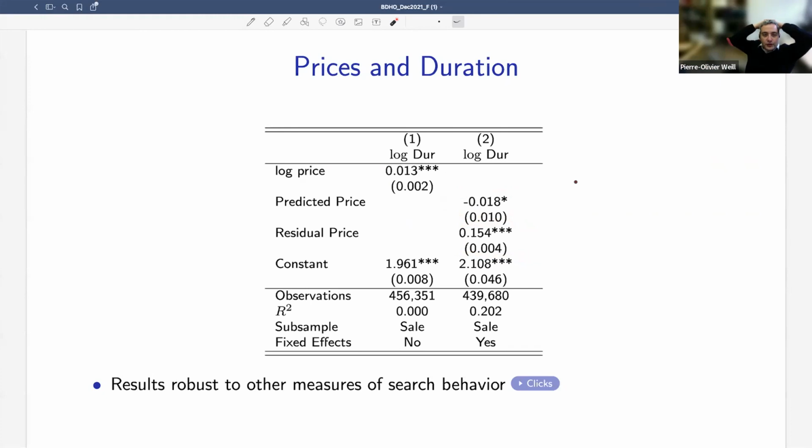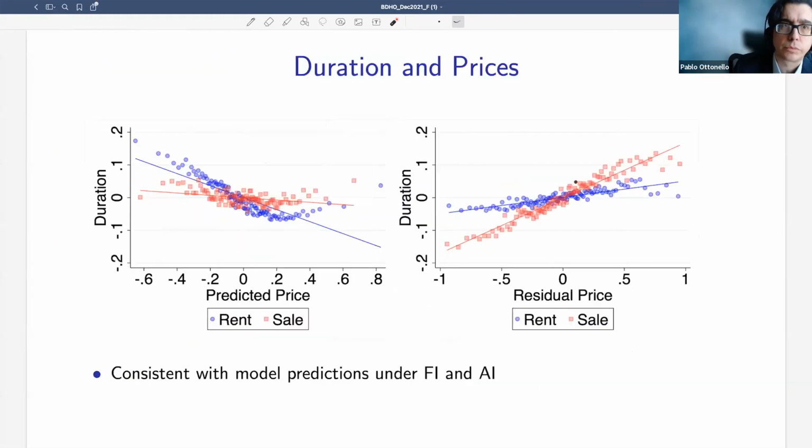So, Pablo, you showed us a relationship for rental and sales. Yes. Yes. So models of asymmetric information sometimes view rents and sales as different mechanisms that are exposed differently to asymmetric information. Yeah, but, for sure. How do you square with that sort of theoretical view?